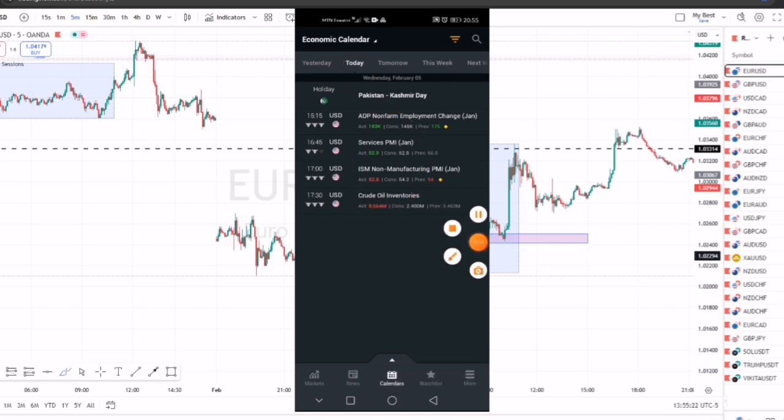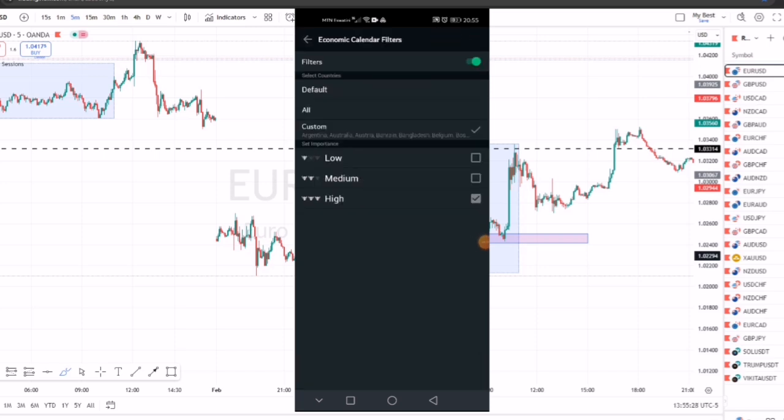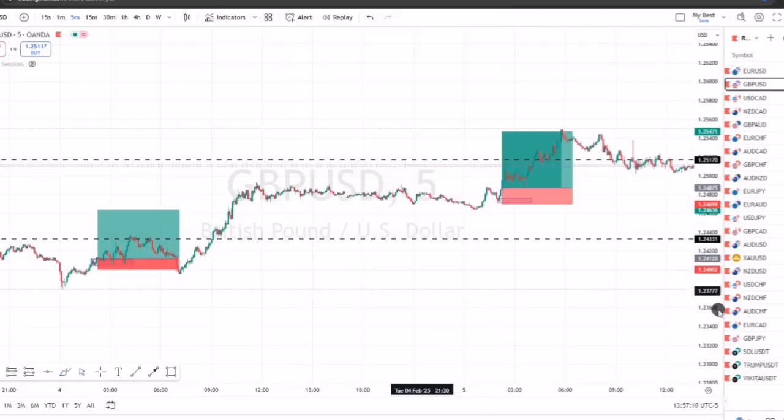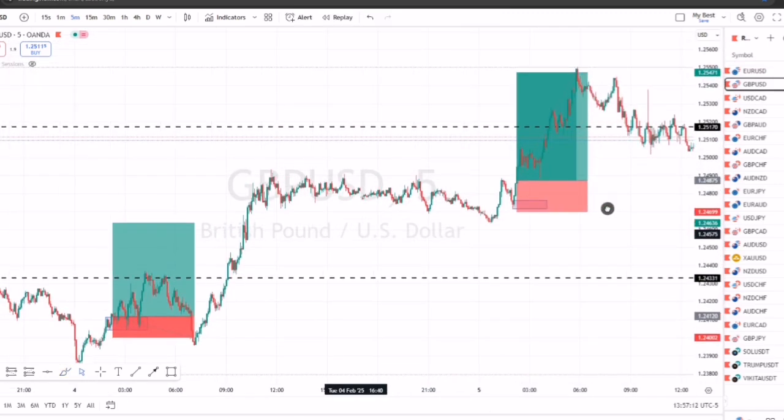Another thing, after downloading this app, make sure to come here and set only high impact news. So you are only supposed to have a tick there where you have high impact news. Another thing, don't dare fight the market.